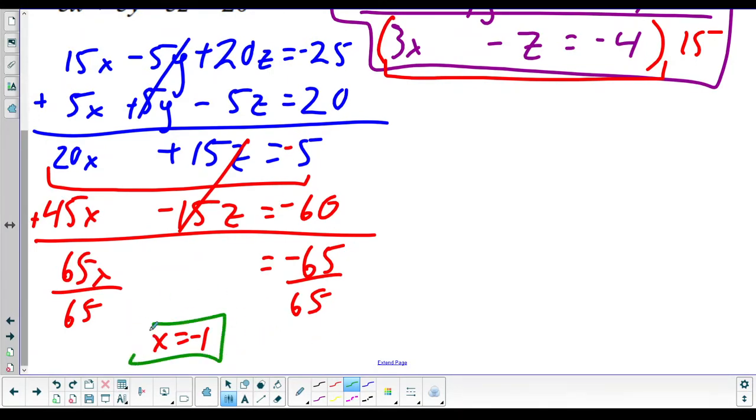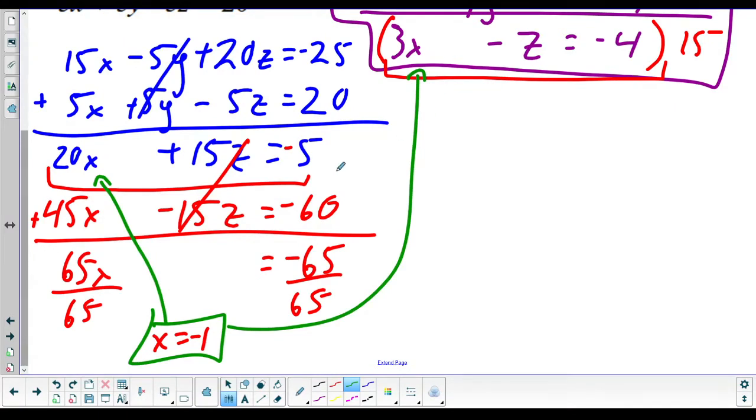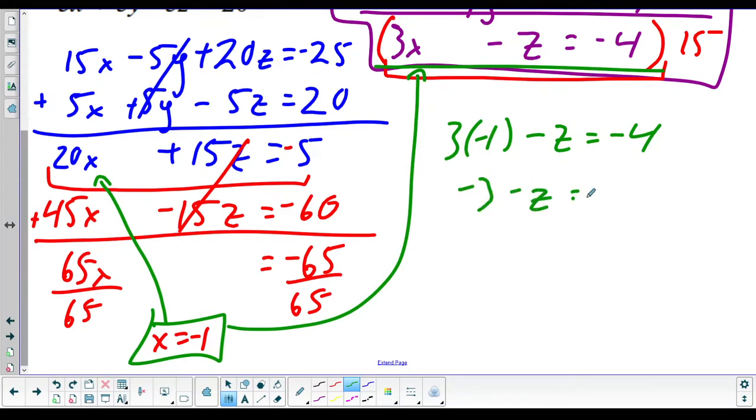So we can take this x equals -1, and we can either plug it in there, or we could plug it in here. Either of the equations that only has 2 variables. I'm going to use this one just because it's a little bit more small numbers, right? So we have 3 times -1 minus z equals negative 4. So now we're going to multiply. So this is negative 3 minus z equals negative 4. Add 3.